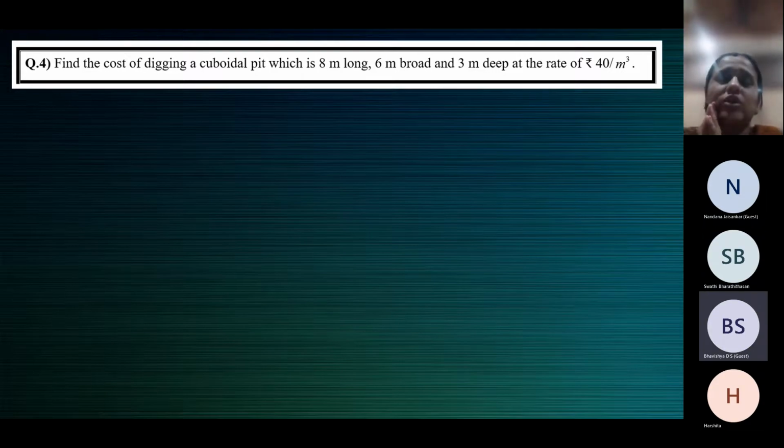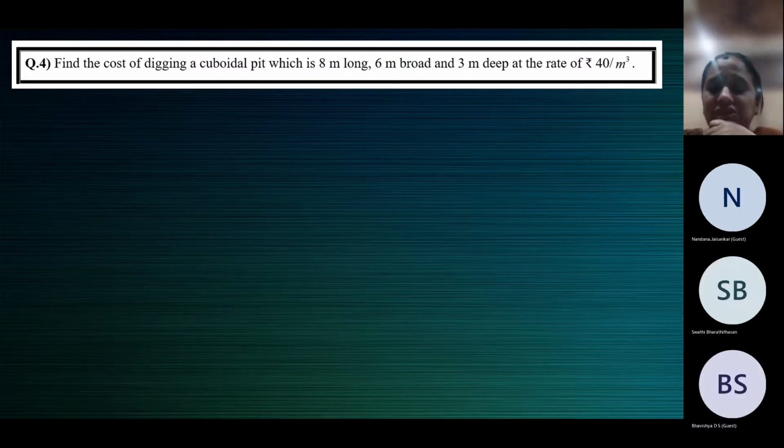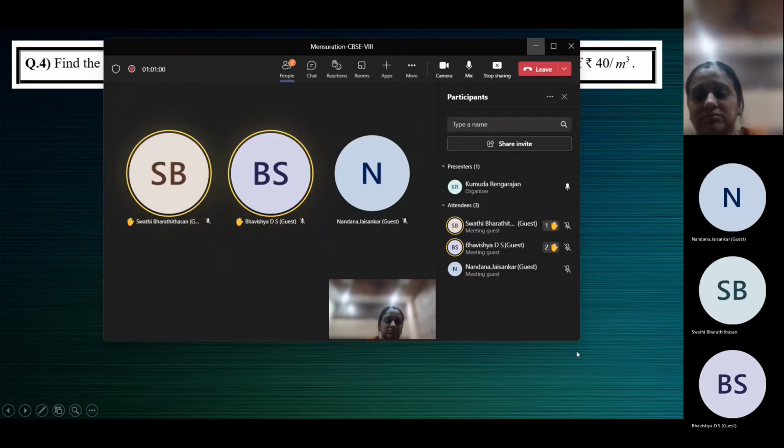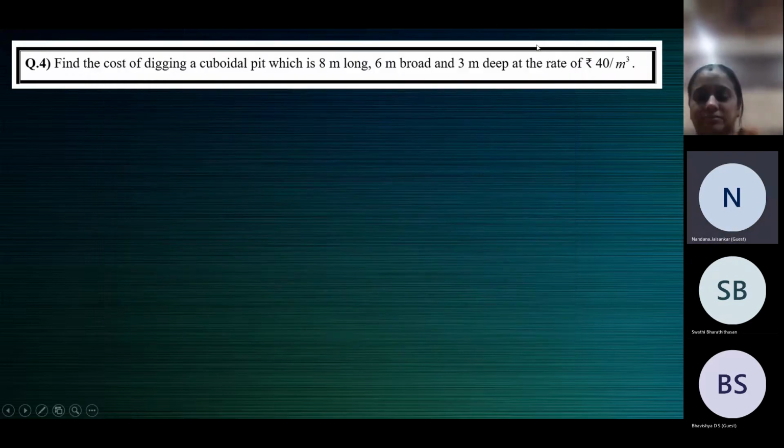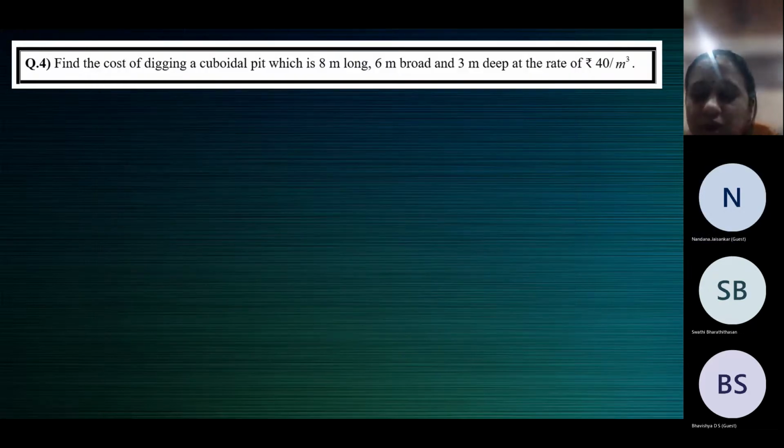Okay, Swati's found the volume. How many of you found the volume? Bhavishya, Nandana, and Harshita? Harshita is not there. Nandana, you found the volume? Okay, so I couldn't hear from Nandana.